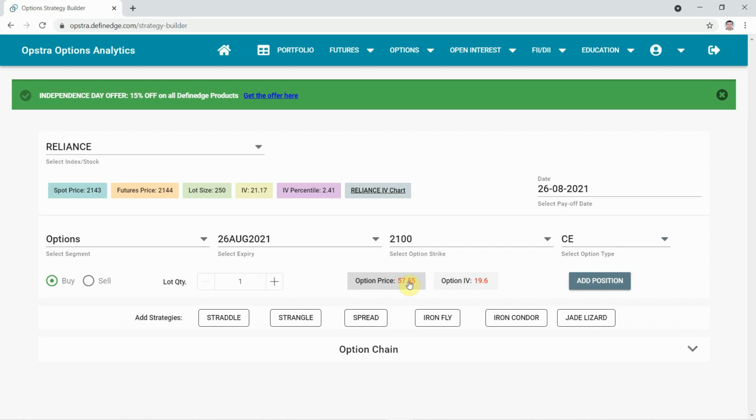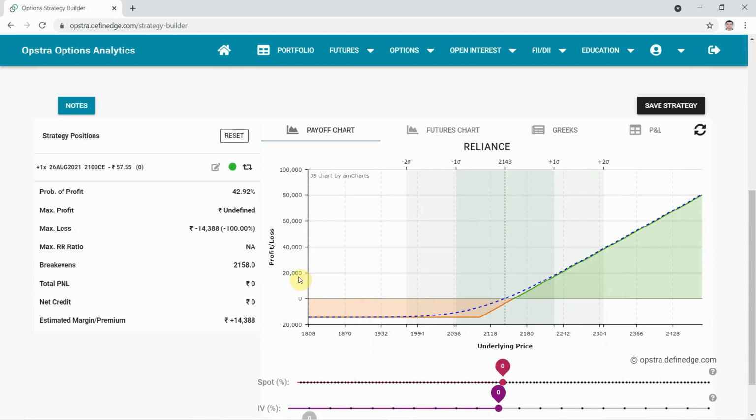So this is the option price, that is 57.55. This is per share. Remember that you need to multiply by the lot size, that is 250. So this is the per share premium that you need to give to the seller, right? So let's add the position. Once you add the position, just scroll down a bit.